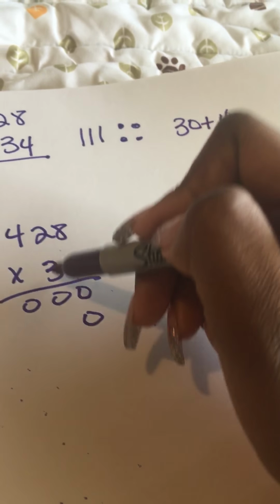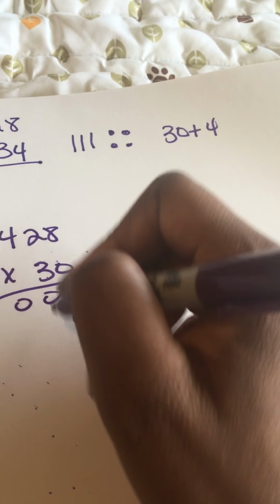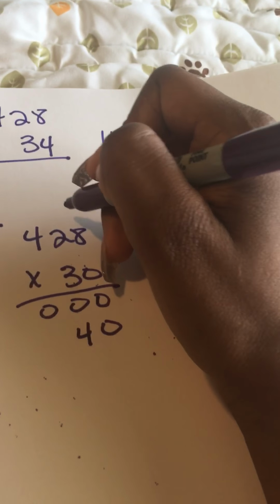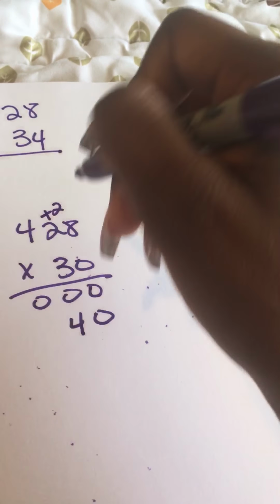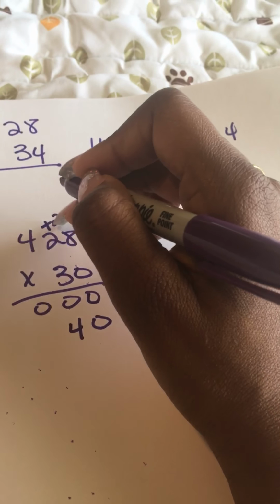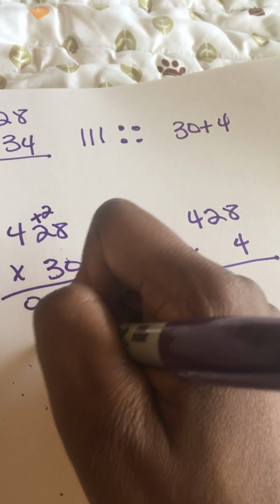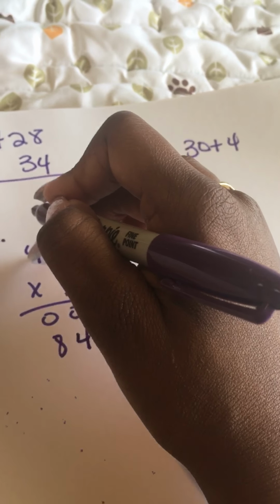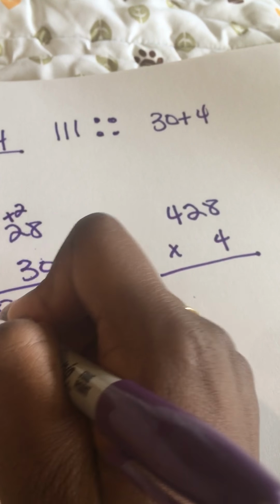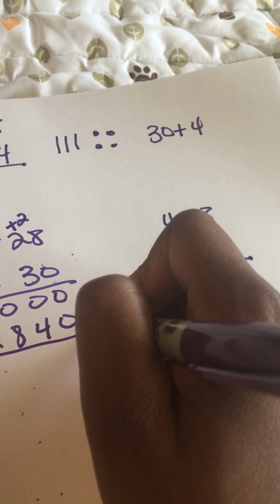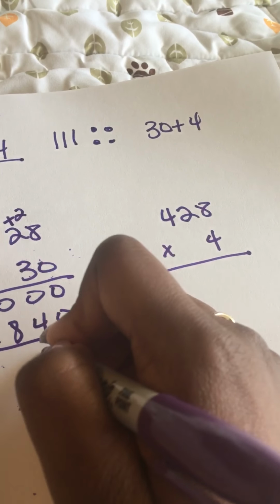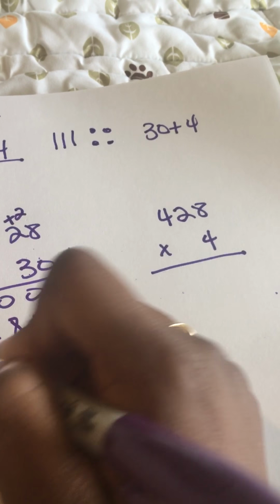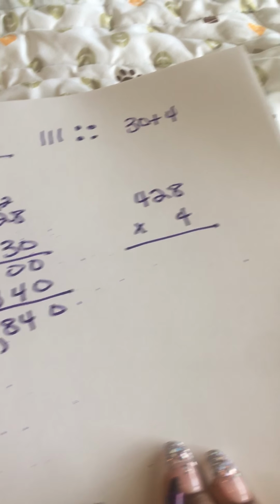Okay, so 3 times 8, 24, drop the 4, carry the 2. 3 times 2, 6, plus 2 more, 8, of course. 3 times 4, 12. Okay, 0, 4, 8, 2, 1. Remember your comma. Okay, so that's the first number.